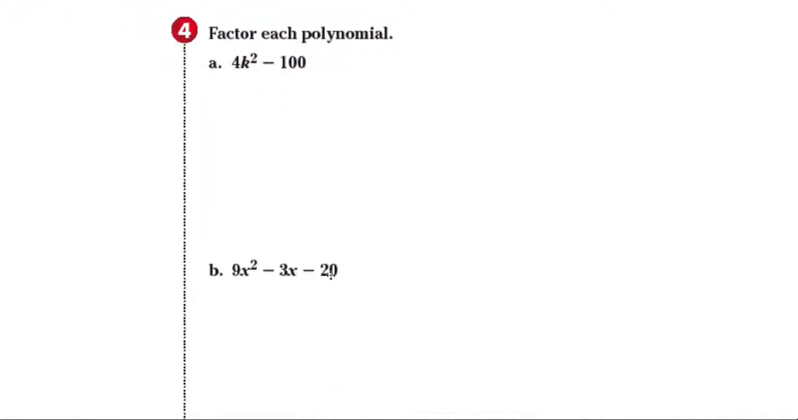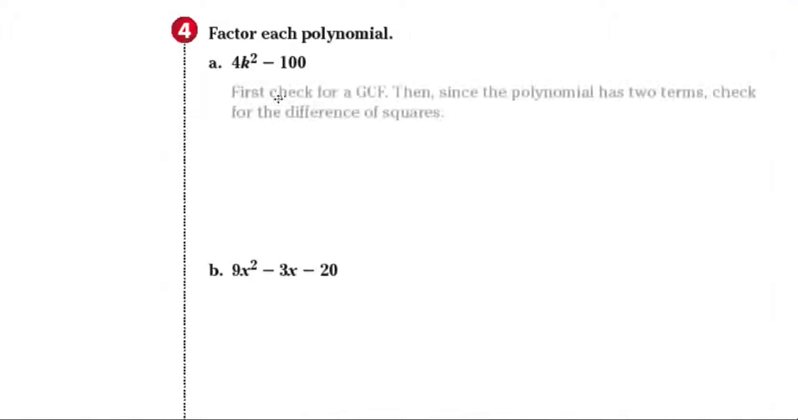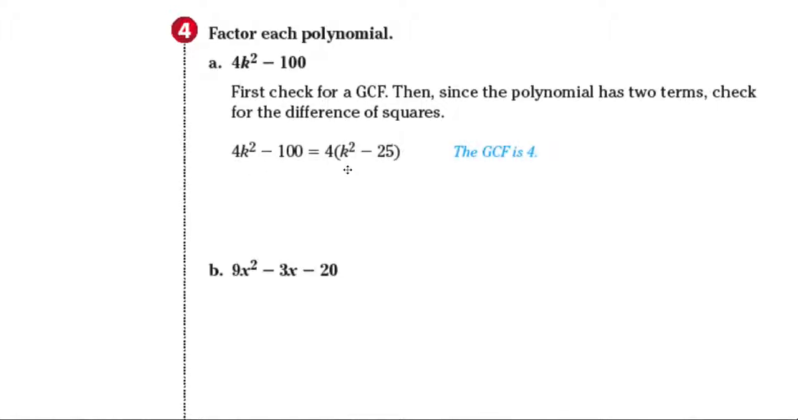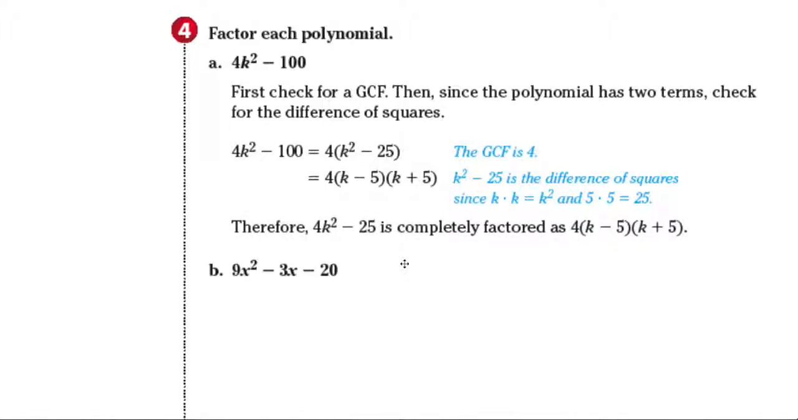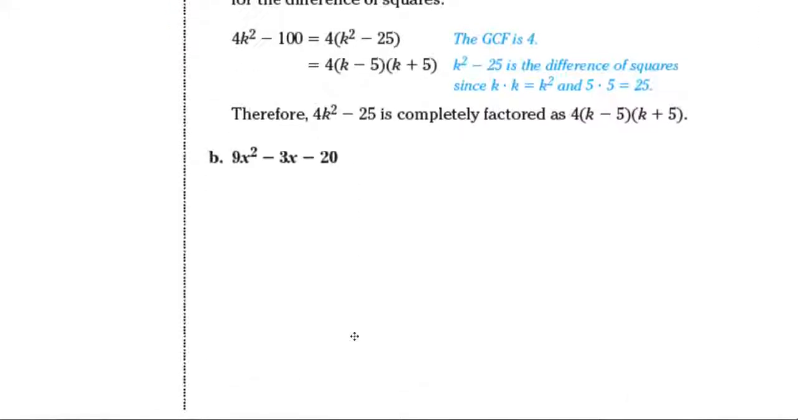Factor each polynomial. Okay, again, look for the GCF, and we know that 4k minus 100 has a GCF of 4. So we factor out 4, and we end up with k squared minus 25. And then we know that k squared minus 25 is a difference of squares. We factor it out, and there you have it. 4 times k minus 5 times k plus 5. Okay? So the completely factored form is 4 times k minus 5 times k plus 5.